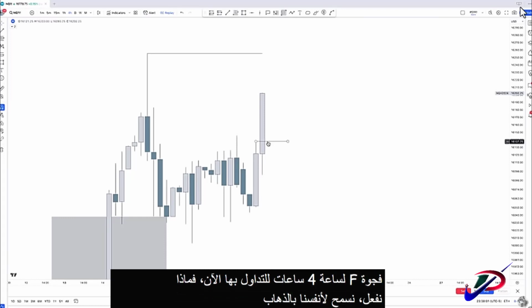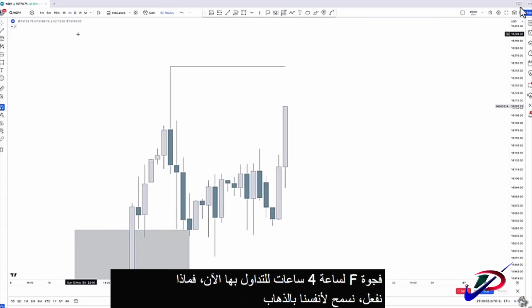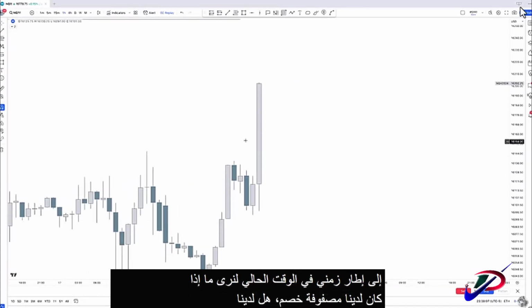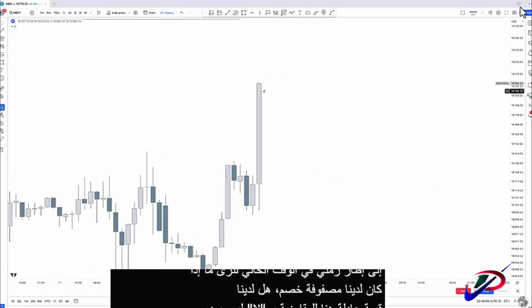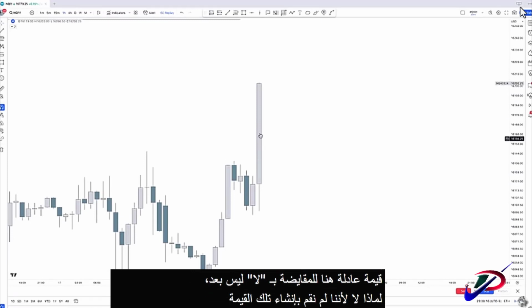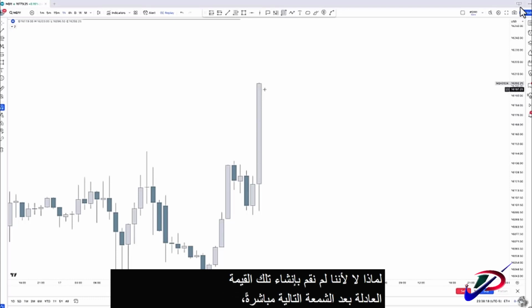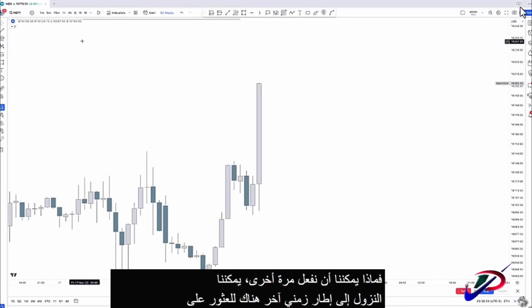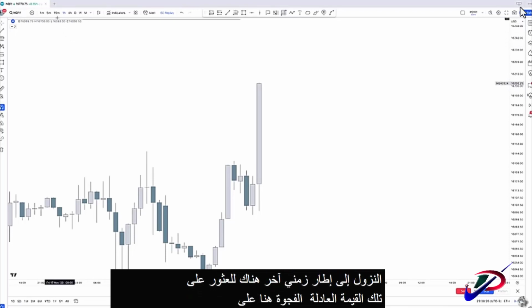So what do we do? We allow ourselves to go down a time frame right now to see, do we have a discount array? Do we have a fair value gap here to trade off of? No, not yet. Why not? Because we are not creating that fair value gap just yet, just after the next candle. So what can we do again? We can go down another time frame right there to find that fair value gap.